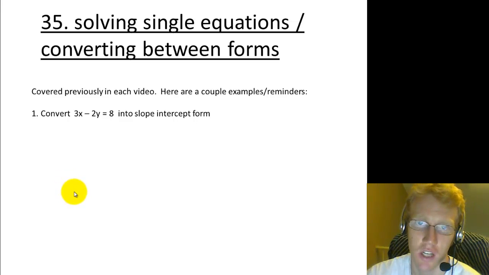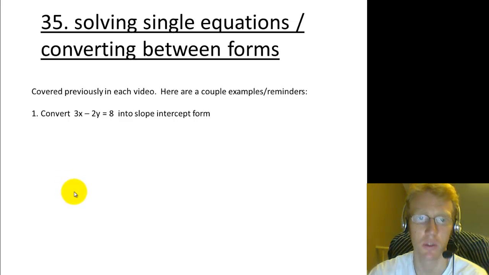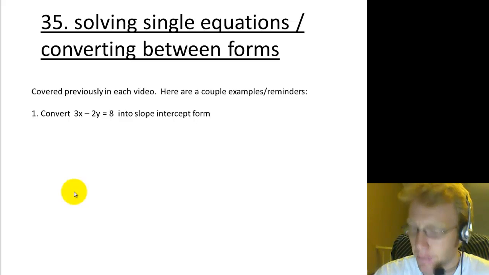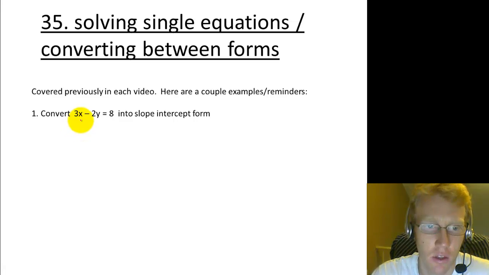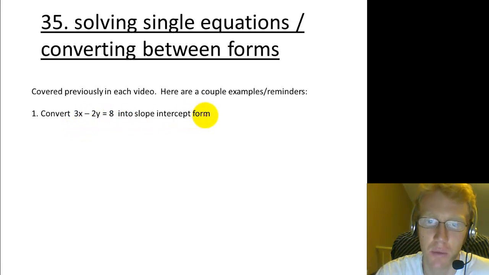So we've already covered how to do this, so I just want to do two quick examples to remind you or give you practice for a quiz or something like that. So here we go. Convert 3x minus 2y equals 8 into slope-intercept form.